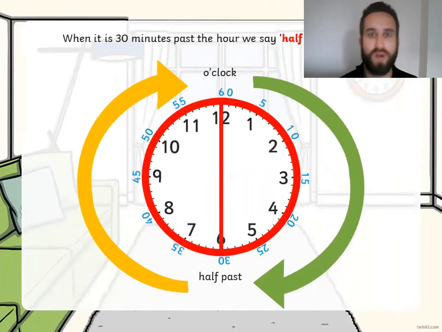And when it is 30 minutes past the hour, we say half past. This is how we say it. It's never half before. It's always half past. All right? It's half past.